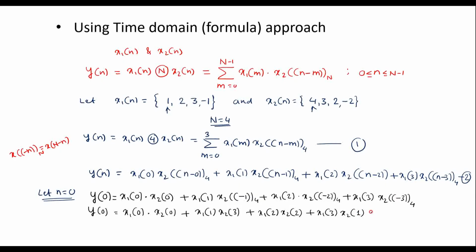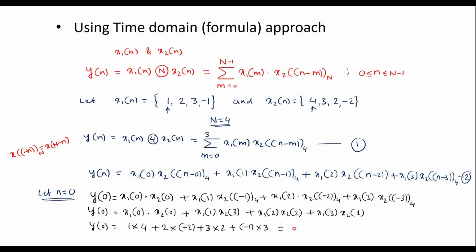Now substituting the values: x1 of 0 is 1 into x2 of 0 is 4, plus x1 of 1 is 2 into x2 of 3, that is 0, 1, 2, 3, it is minus 2, plus x1 of 2 is 3 into x2 of 2, that is 0, 1, 2, it is 2, plus x1 of 3 is minus 1 into x2 of 1 is 3.